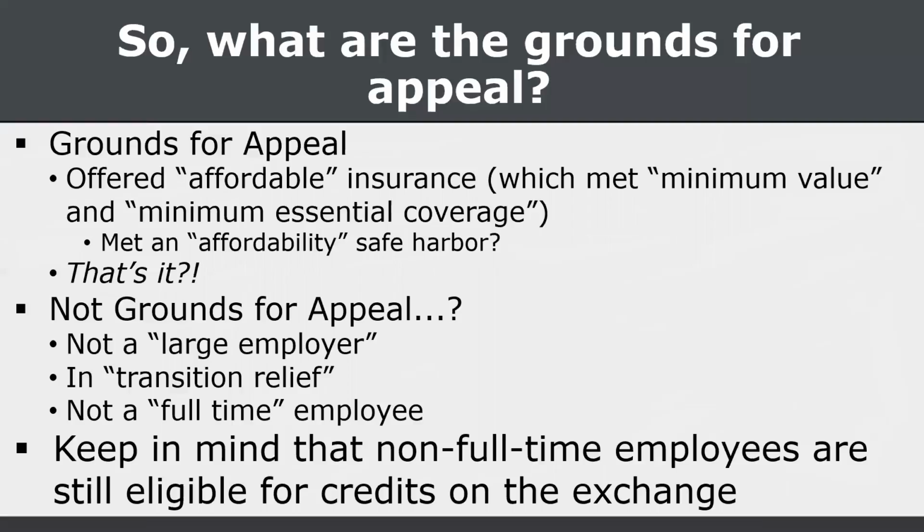That's it, right? I mean, that's kind of what the government has said, that's pretty much it. Meaning what we kind of mentioned at the beginning, what are things that are not grounds for appeal? Wait, I'm not a large employer, right? They don't care. For example, if you're an employer that has 45 full-time employees, you're a small employer, and you offered to all of your paras full single insurance, that para is still ineligible for credits on the exchange if they told the government something else, right?